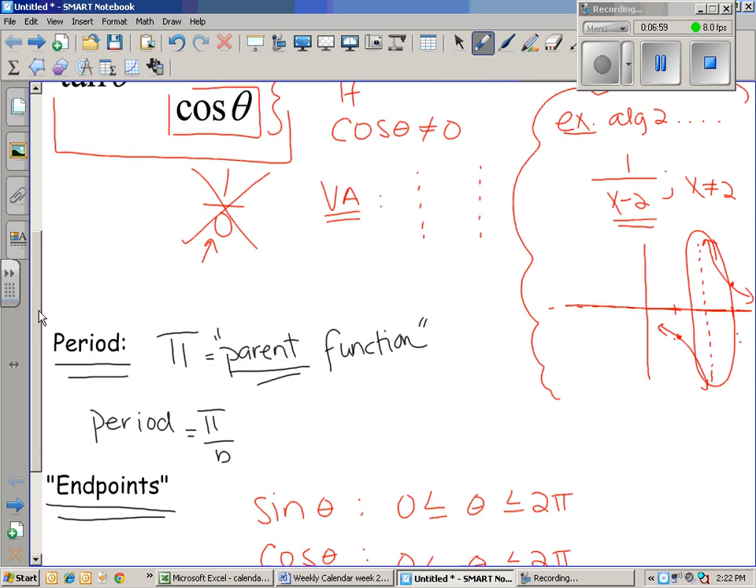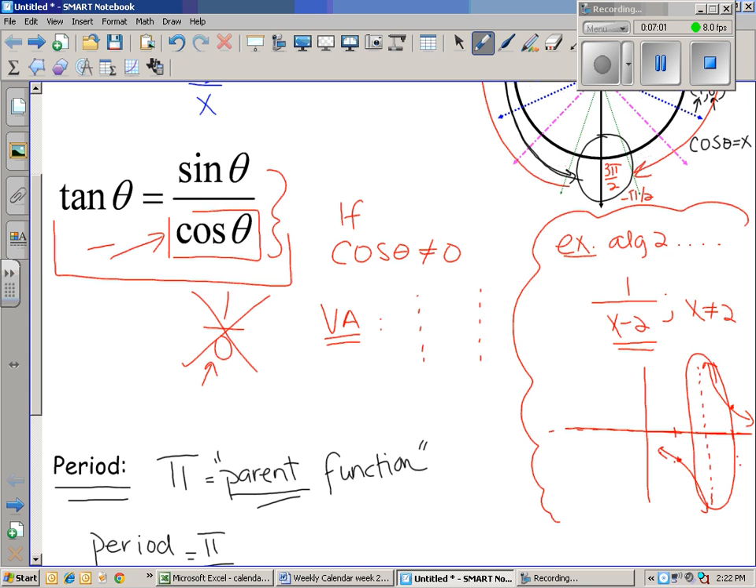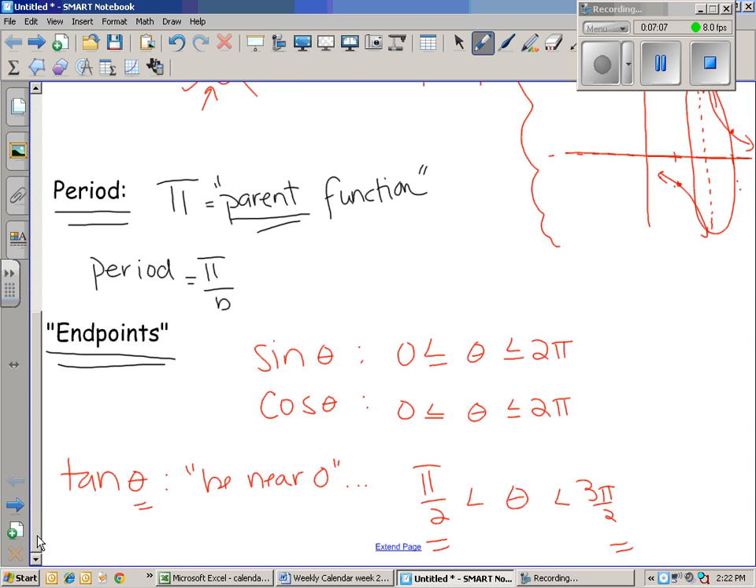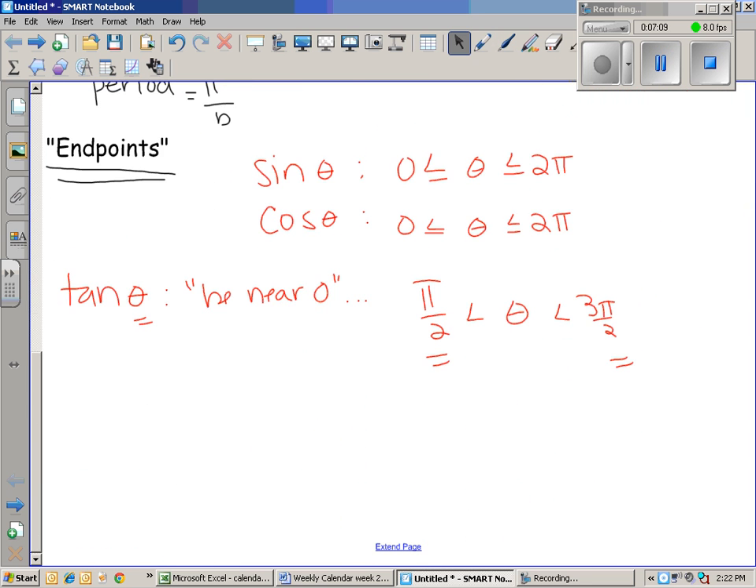Well, let's go back up. That's our restricting factor right there. Cosine theta cannot be 0. And at pi over 2 and 3 pi over 2, it is 0. But that's not near 0. And remember, this goes on and on. So then the next one is a pi away, which is going to be at 5 pi over 2. And then again, it's going to be 7 pi over 2.